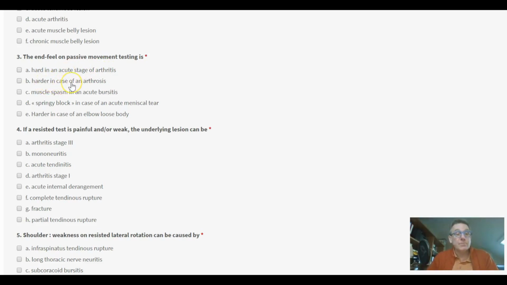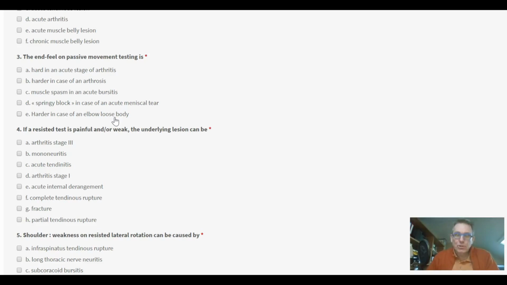Harder in case of an arthrosis? Yes. Muscle spasm in case of an acute bursitis? Yes. Springy block end feel in case of an acute meniscal problem? Yes. Harder in case of an elbow loose body? No. No, it's going to be softer. Your passive elbow extension is going to be limited.